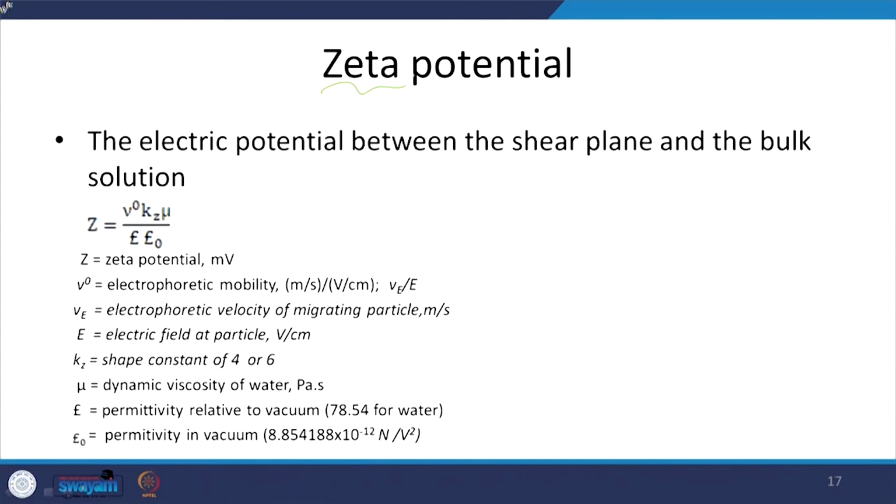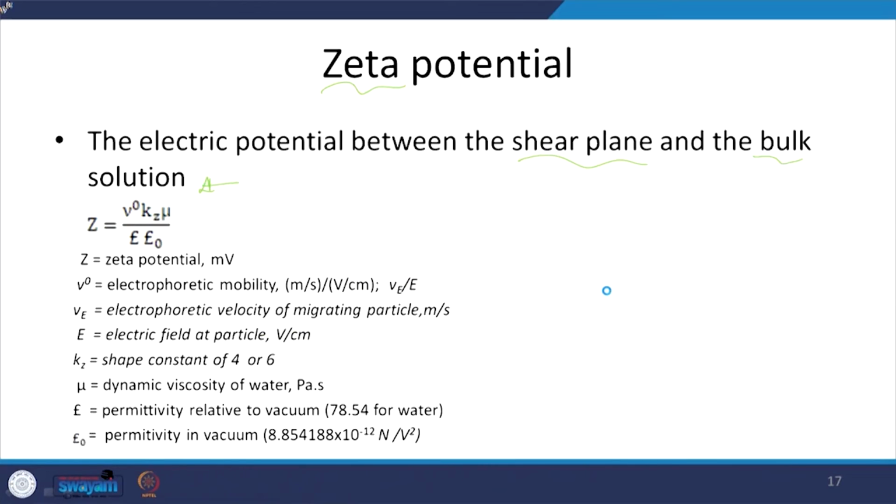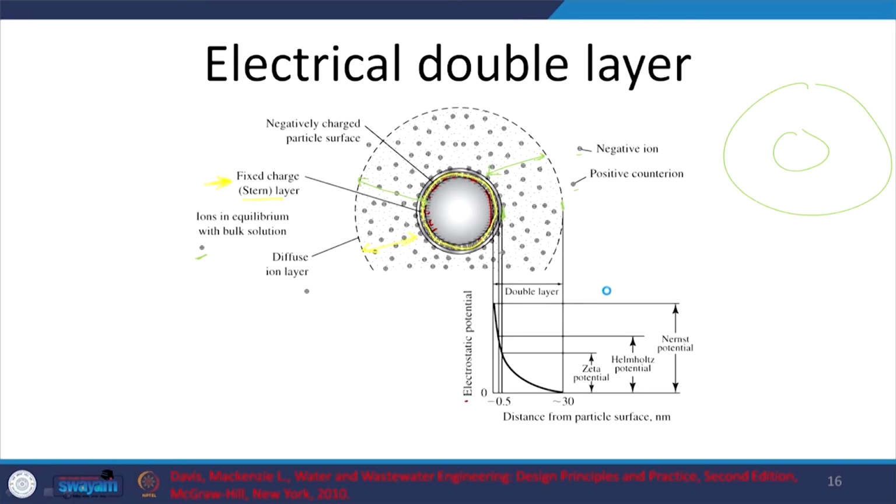So, zeta potential, just a side aspect, is the electrical potential between the shear plane and the bulk solution. You can measure it by applying a negative and positive potential: the colloids, which are negatively charged, will move, and they will drag a cloud of particles, typically positive, aligned towards the negative charge. From this I can measure the zeta potential, which we also looked at earlier. So, let me move on.